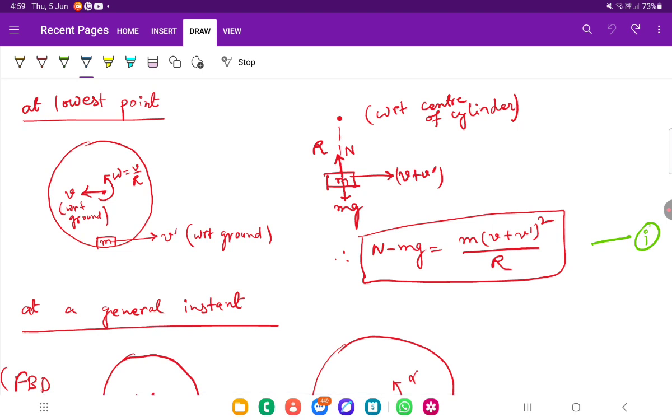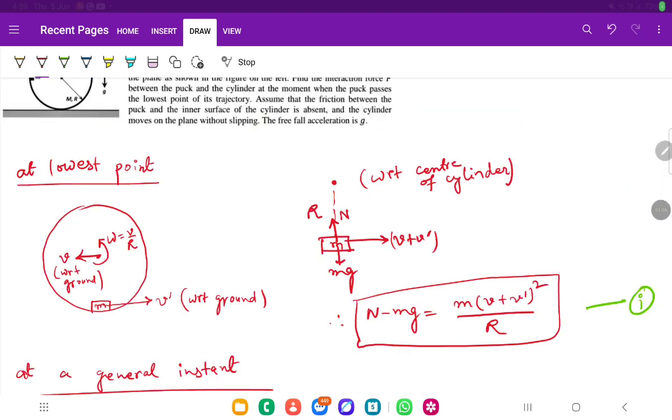Okay, so let me first draw the situation when the puck will be at its lowest point, and I have shown it here that I have assumed at that instant the center of cylinder is having a velocity of v and angular velocity omega as v upon r, as it is having pure rolling, so v equals r omega relation should be satisfied, and v dash is the velocity of the puck with respect to ground.